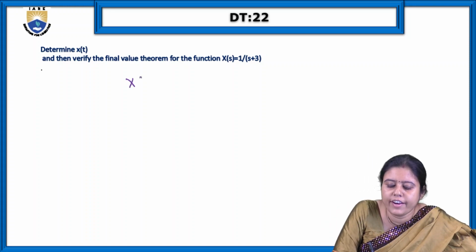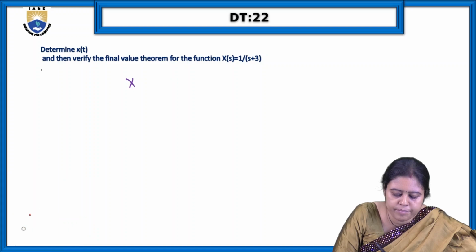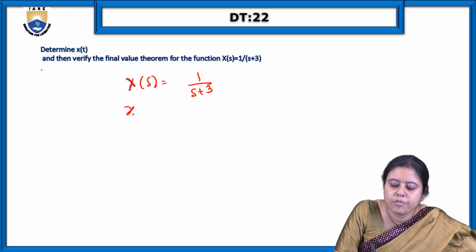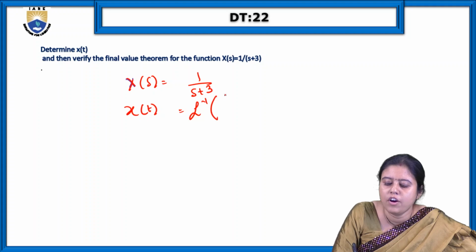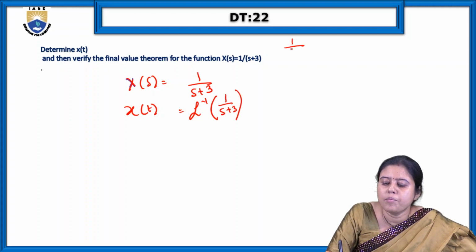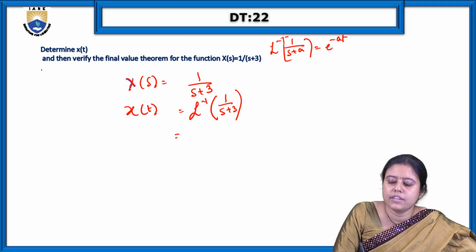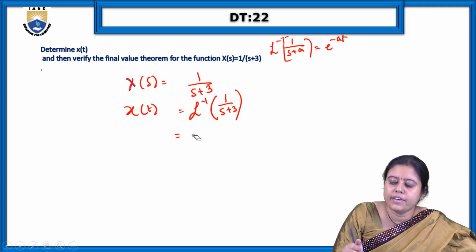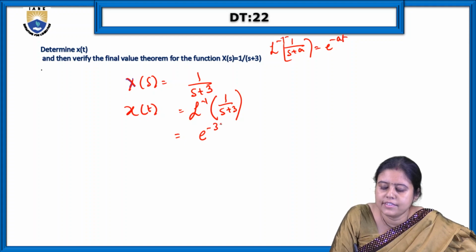So we have given Xs in this problem. Xs is equal to 1 by s plus 3. We have to calculate the xt. xt means Laplace inverse of 1 by s plus 3. What is the value of Laplace inverse of 1 by s plus a? It is e to the power minus at. We are using the same formula. So the Laplace inverse means e to the power minus 3t.